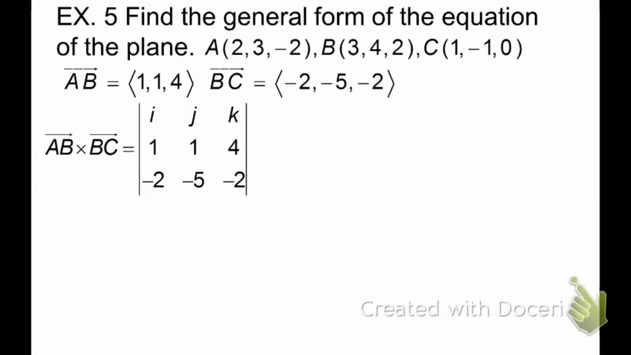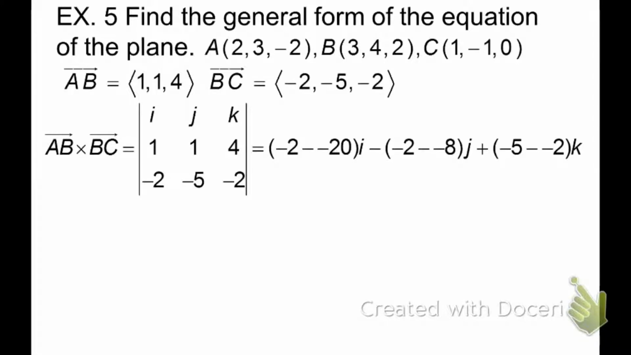So the cross product of AB and BC, remember you cover up the first row and first column, and you do 1 times negative 2 minus negative 5 times 4, and then i. Then I'm going to cover up the middle column, and that's going to be 1 times negative 2 minus negative 2 times 4, j. And then last, cover up the last column, 1 times negative 5 minus negative 2 times 1.